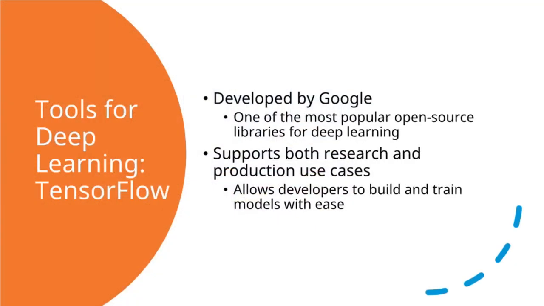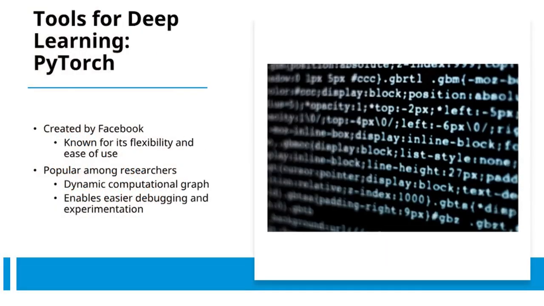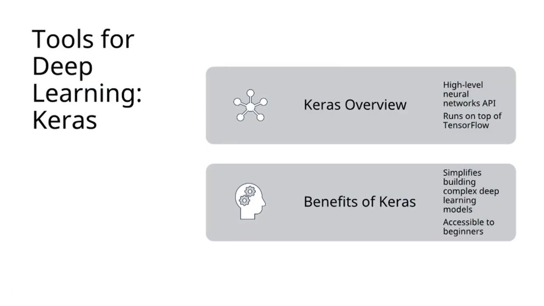TensorFlow, developed by Google, is a widely used open-source library for deep learning. It supports both research and production use cases, making it easy for developers to build and train models. PyTorch, created by Facebook, is known for its flexibility and ease of use. It's popular among researchers due to its dynamic computational graph, which enables easier debugging and experimentation. Keras is a high-level neural networks API that simplifies building complex deep learning models. It runs on top of TensorFlow and is accessible to beginners.